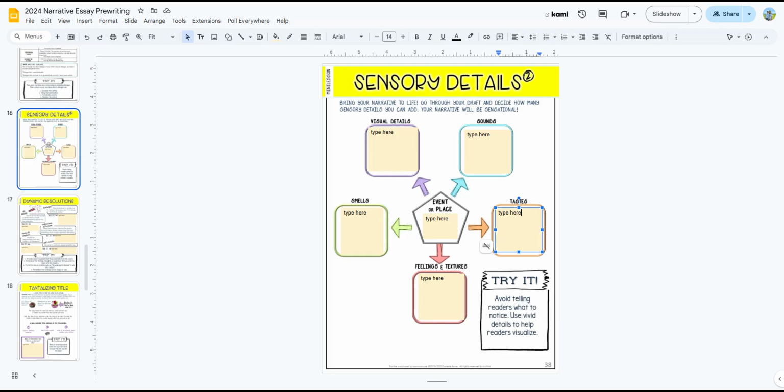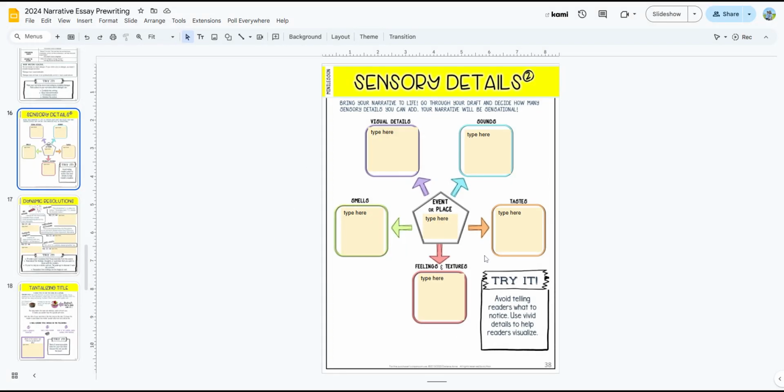if you were that character. So adding sensory details makes your story a lot better, but it can be a little tricky to do. You might need to come back to this slide while you're actually writing your narrative in order to make sure you get some of these details in your writing.